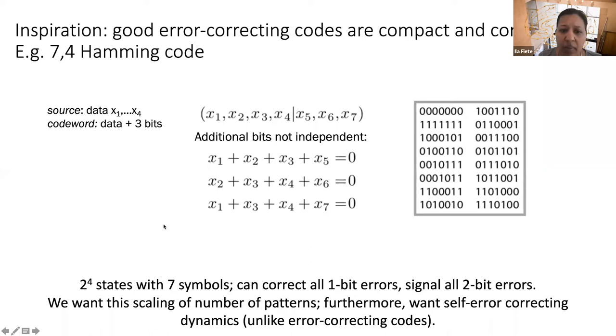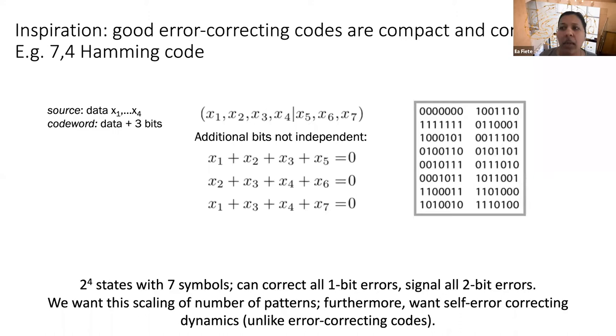And these 2^4 coding states are separated from one another by 2-bit flips. So they're all well separated in this coding space, and it means that it's possible to correct all 1-bit errors in the code words by just mapping any 1-bit error to the closest code word in Hamming distance, and it's possible to also signal all 2-bit errors. So you can detect 2-bit errors and correct all 1-bit errors.